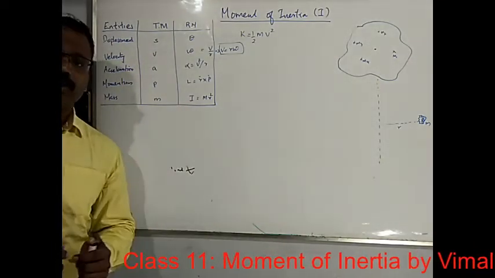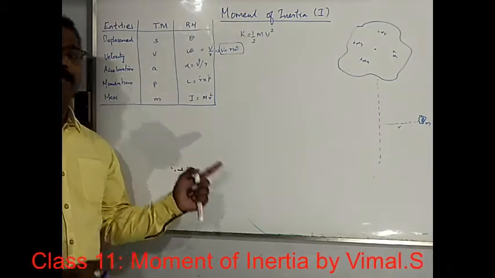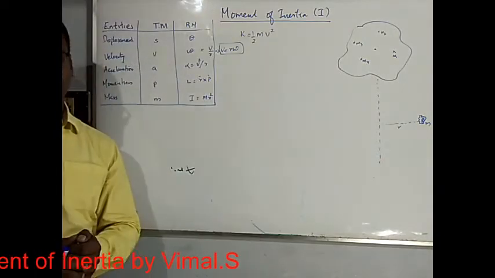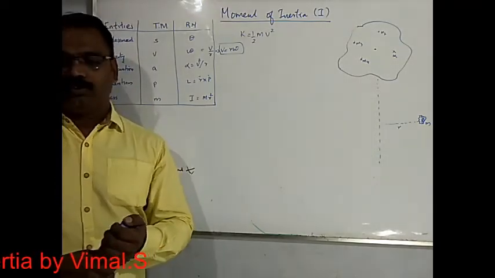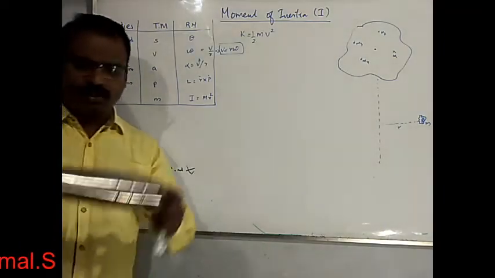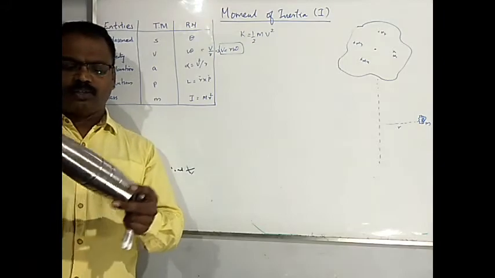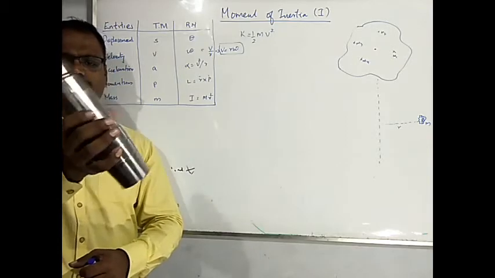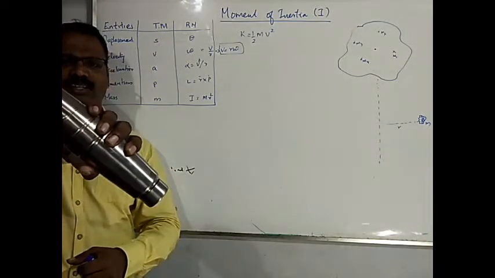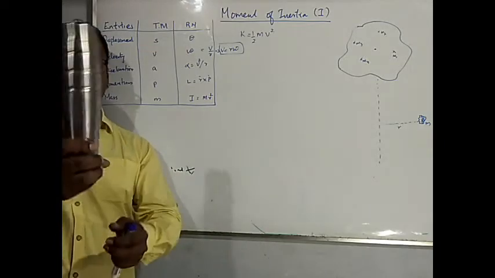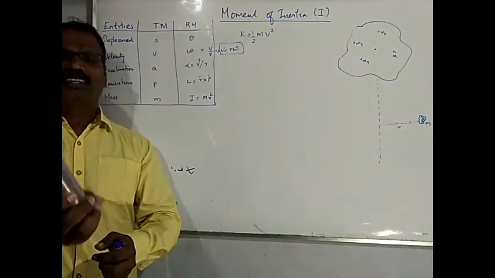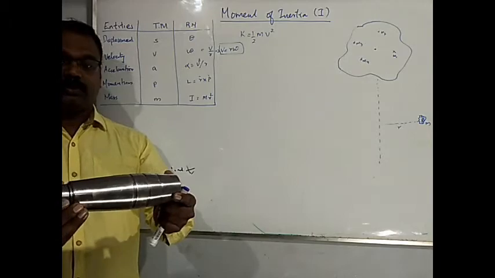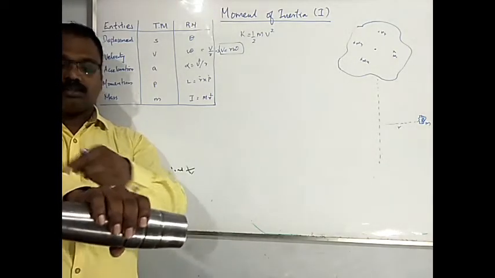So the moment of inertia depends not only on the mass, but also on the distance between the axis and the point. Let me explain with a small example. Suppose you consider this bottle. The bottle is full of water. Suppose I am rotating the bottle like this, so it will be easier for me. But suppose if you are rotating like this, I have to do some more work. Understand? To rotate the object, the distance matters.